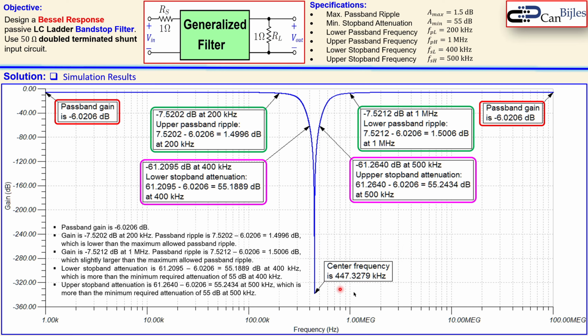And this center frequency is also very close to what we have calculated. So you can see actually all of the component values and also the specifications are met, except this one, which is a hair larger than this maximum allowed of 1.5 dB. Alright guys, this is our example number 4 about this Bessel response using the LC ladder filter configuration for our bandstop filter.